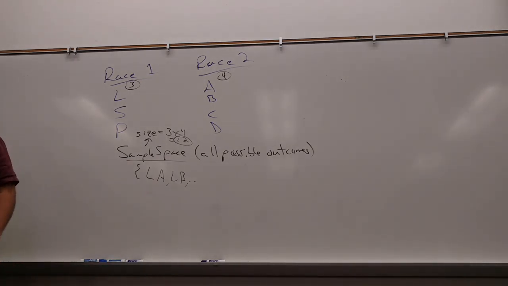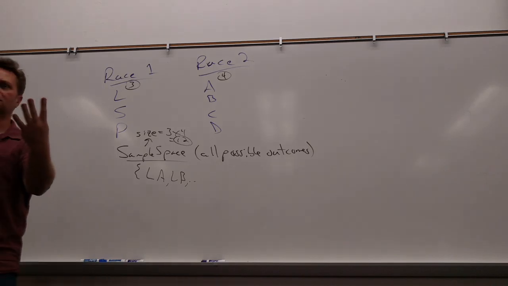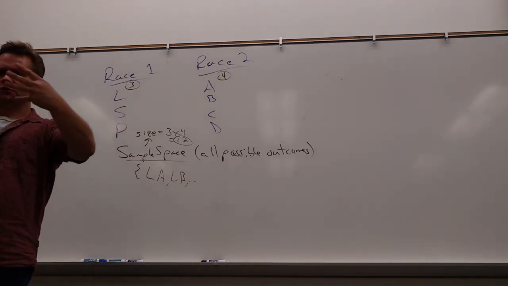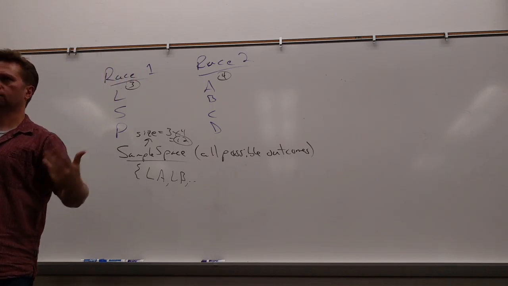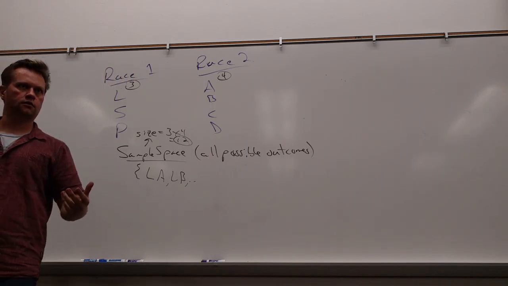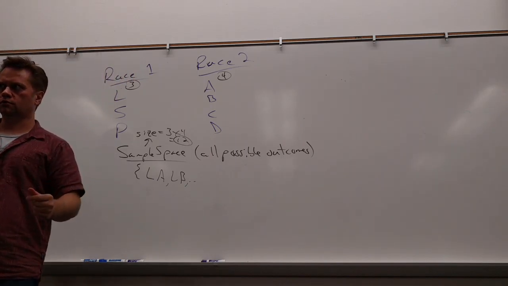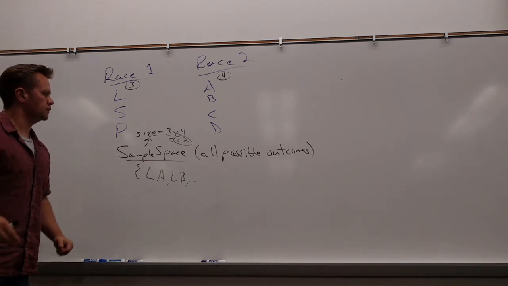So if you had 5 options for breakfast and 4 options for lunch, how many total combinations could you make? 20. Yeah, 5 times 4, 20. Sweet. Okay.